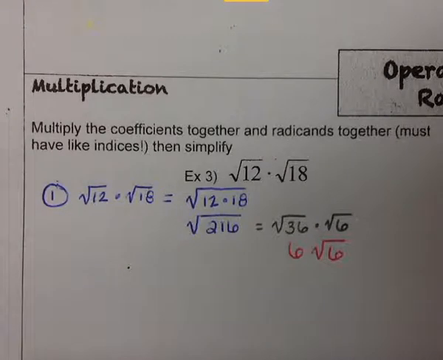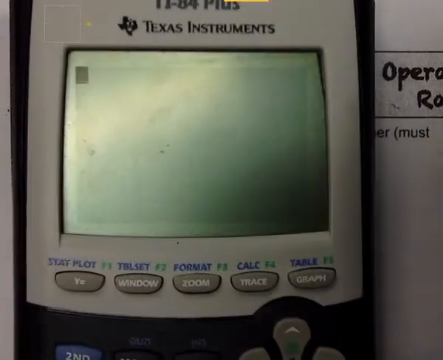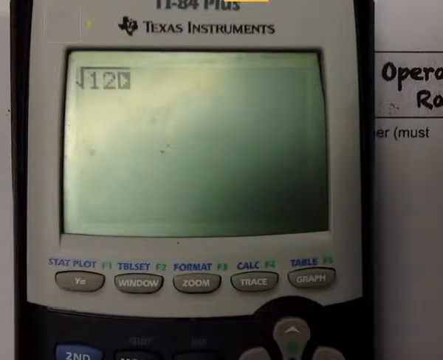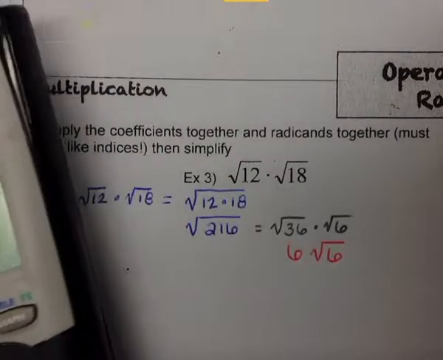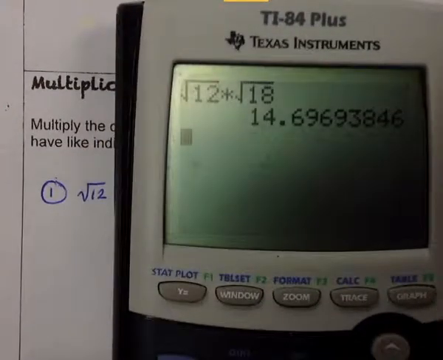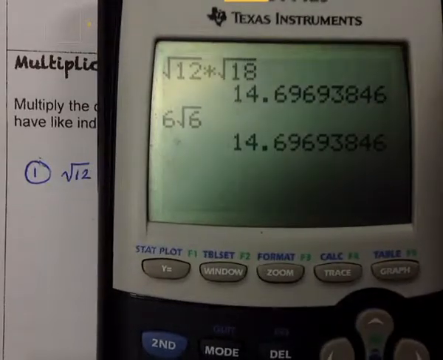As always, we can check our answers using our calculator. I'm going to type in the original, square root of 12 times square root of 18. So square root of 12, get out of the radical, times the square root of 18, get out of the radical. I get this decimal value. Then I want to type in my answer of 6 square root of 6. It is the same decimal value. That means that this method works.